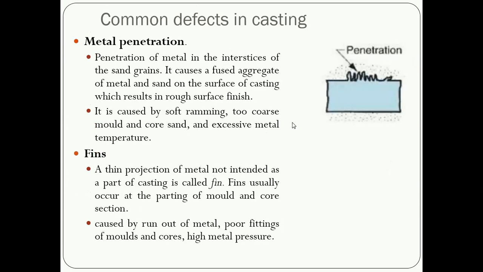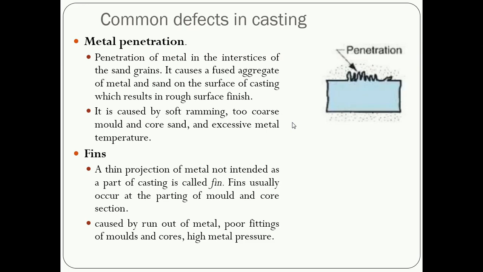Next is metal penetration. This defect occurs if the size of the sand particle is large. The metal plastically flows in between the two sand particles and damages the surface of the casting. That defect is called metal penetration. It is penetration of metal in the interstices of the sand grains. It causes a fused aggregate of metal and sand on the surface of the casting, which results in a rough surface. This defect is also difficult to remove, and it is affected by the larger grain size of the sand particles. It is caused by soft ramming.